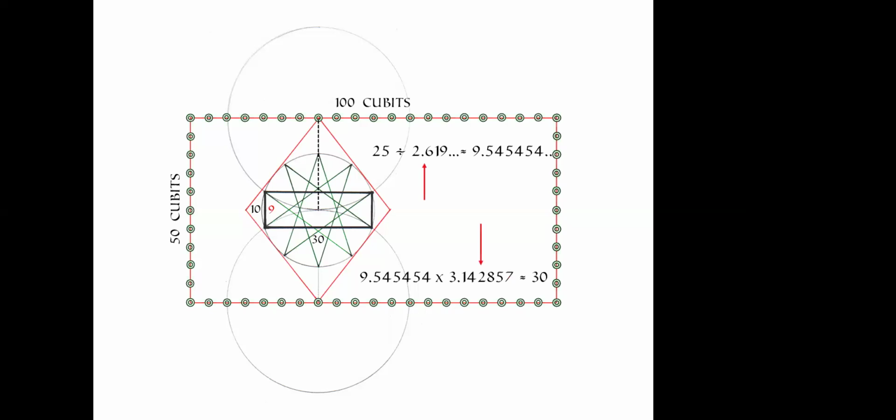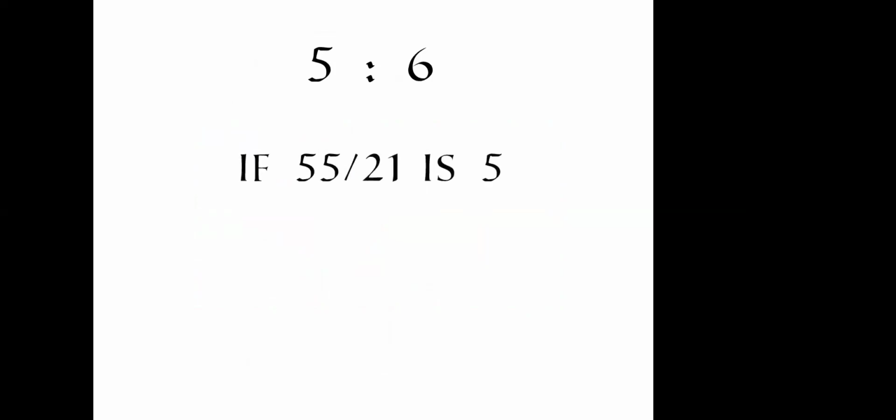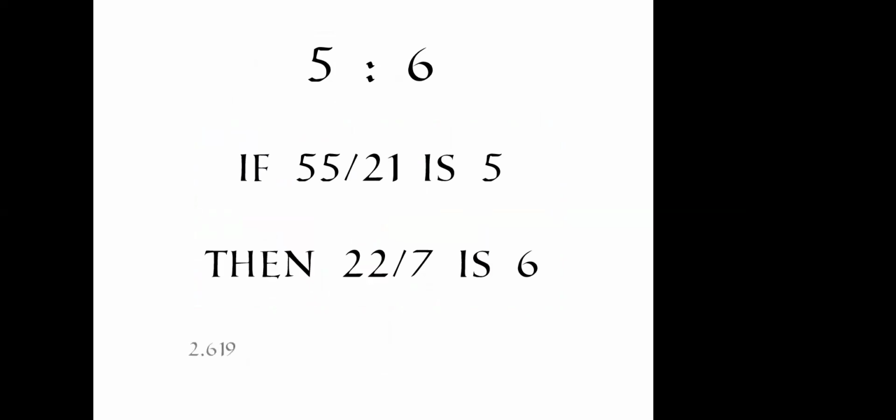Now, the other thing about these two ratios, the 2.619 and the 22 over 7 measure, is that they actually have a very interesting relationship themselves. They have a very interesting rational relationship, very simple, and that is 5 to 6, as simple as that. So those two ratios relate to one another as 5 to 6. So if 55 over 21 is 5, then 22 over 7 is 6. Now, if you're wondering what on earth I'm talking about when I say that, I'll just describe it in more detail. If we take 55 over 21, we get this, 2.619.